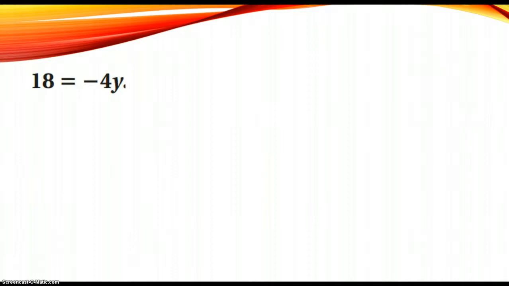Third example, we have 18 equals -4y. So again, I'm going to draw these railroad tracks here, separating the left and the right side. The main difference here is that our variable is on the right side, not the left.